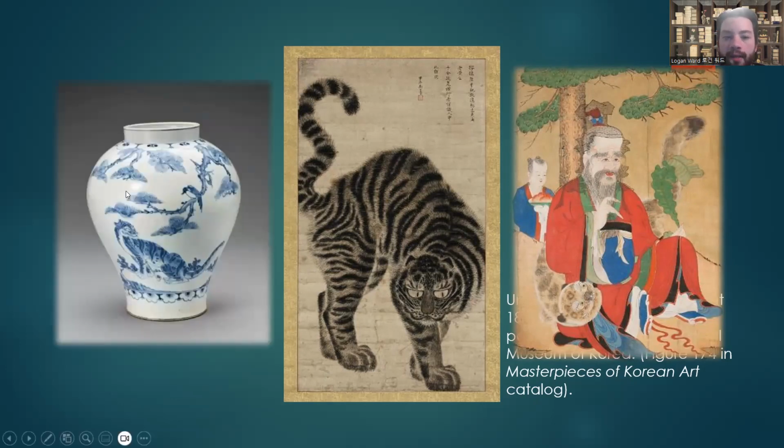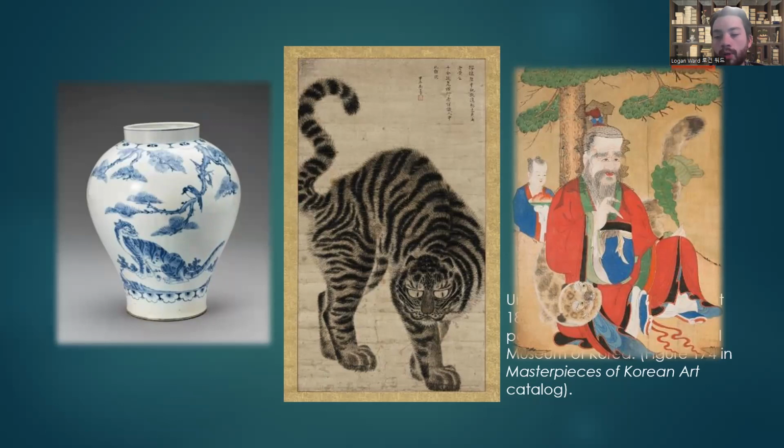ceramics. So there is a folk tale about a magpie who tricks a tiger and fools him and plays tricks on him and stuff like that. And even on ceramics, you will see this kind of folk tale depicted. And in minhwa or folk painting, you will also see it. So it's a very common symbol in Korean art.